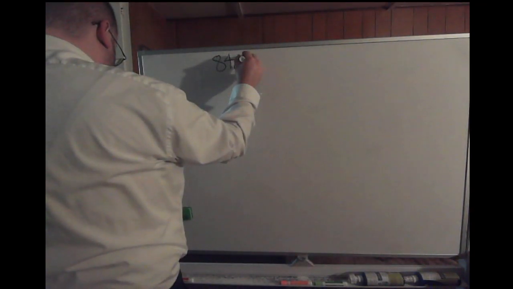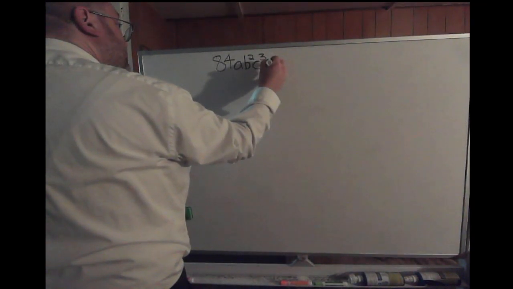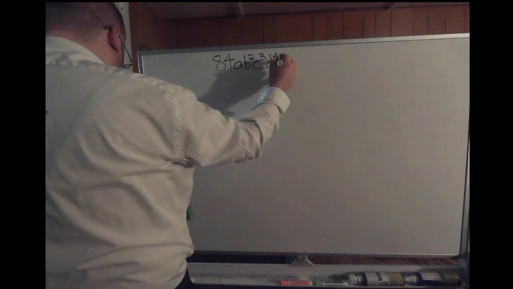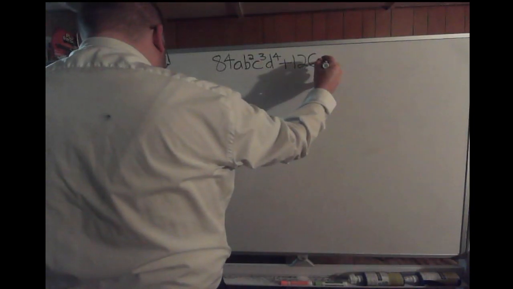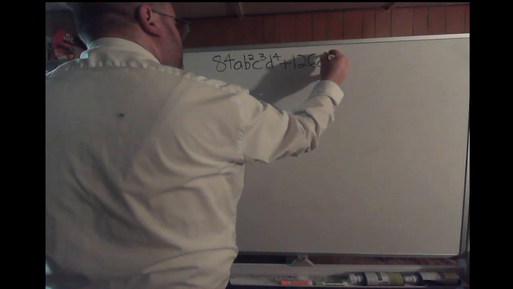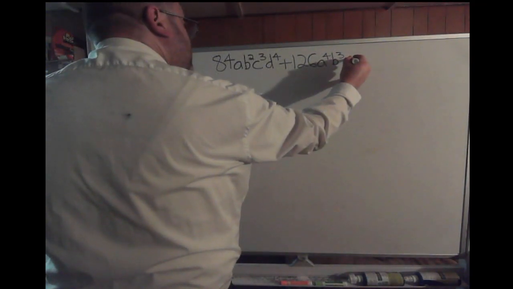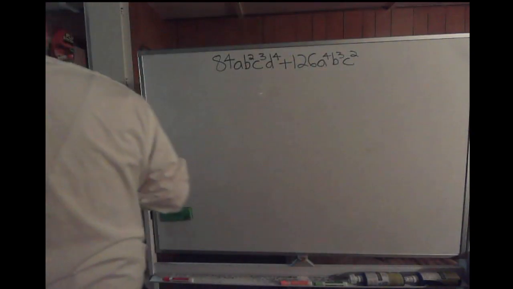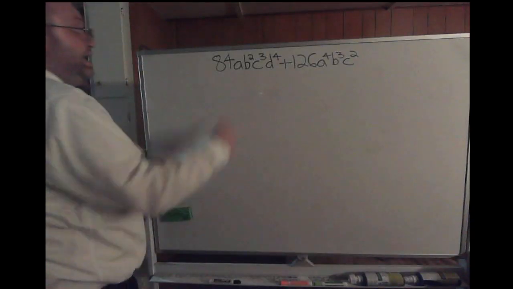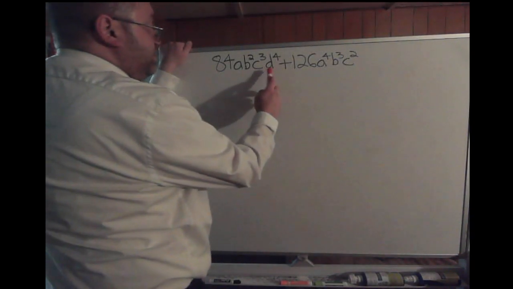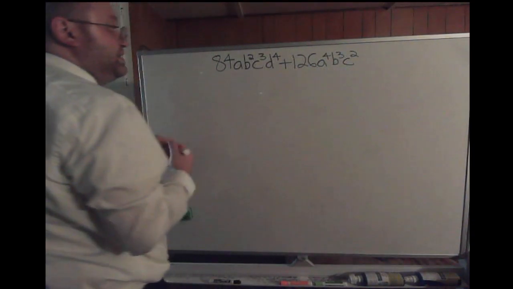84a b to the second, c to the third, d to the fourth, plus 126 a to the fourth, b to the third, c squared. Alright. Last problem. So we have 84a, b to the second, c to the third, d to the fourth, plus 126, a to the fourth, b to the third, c to the second.